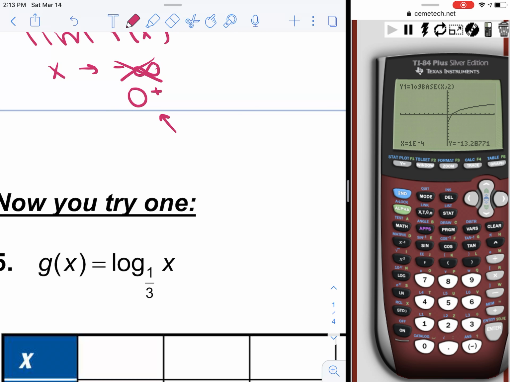Do you guys remember from first semester when we talked about limits that if there's a plus sign, it means from the right?